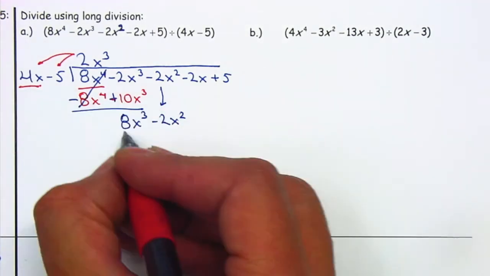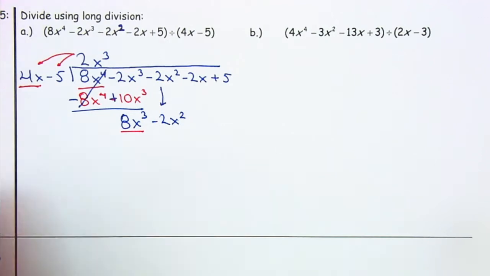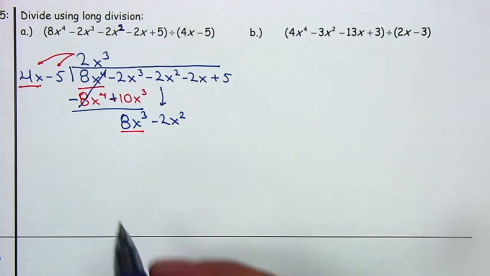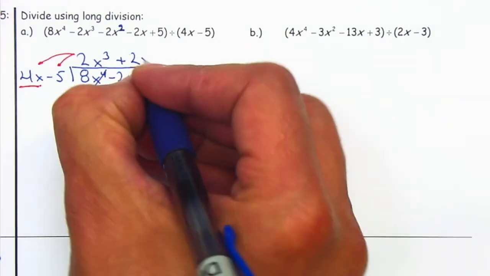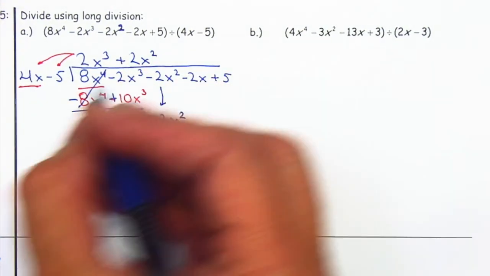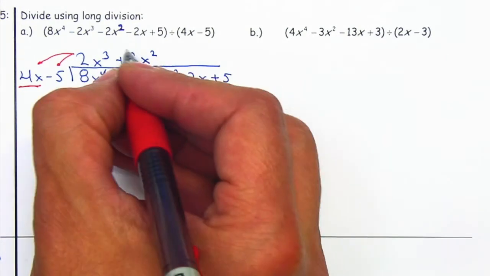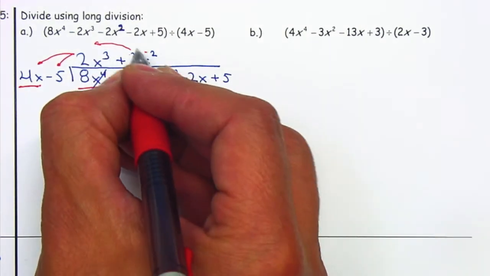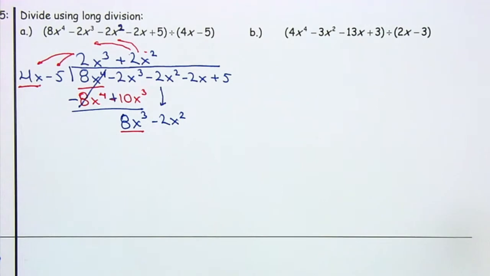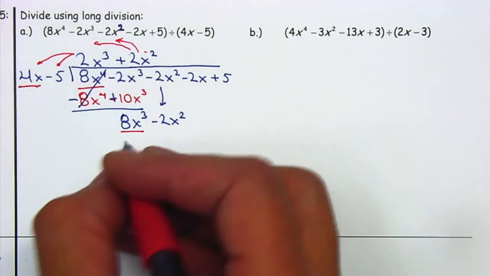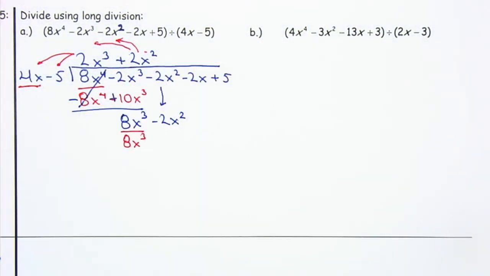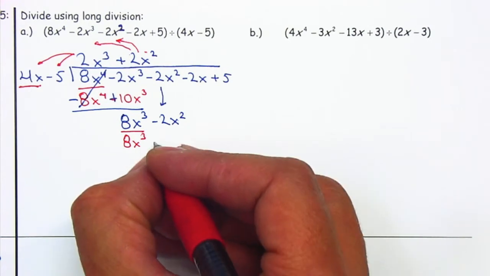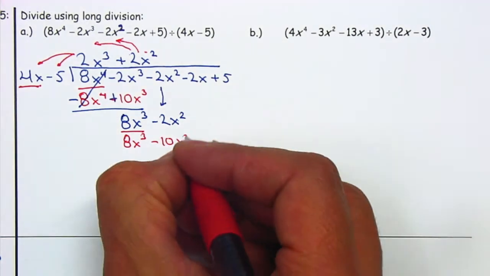What do I need to multiply 4x to get 8x to the third? So 4x times what is 8x to the third? That'll be plus 2x squared. Then I'm going to distribute the 2x squared times each one, times the 4x and times the negative 5. So 2x squared times 4x will give me 8x to the third. 2x squared times negative 5 will give me negative 10x squared.